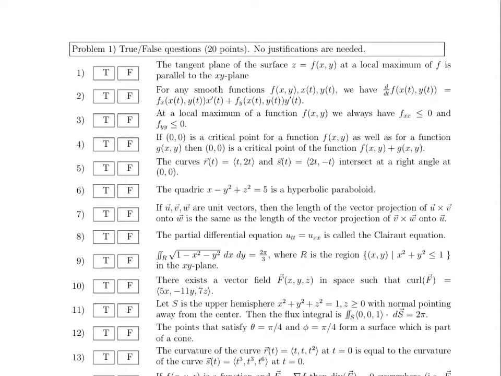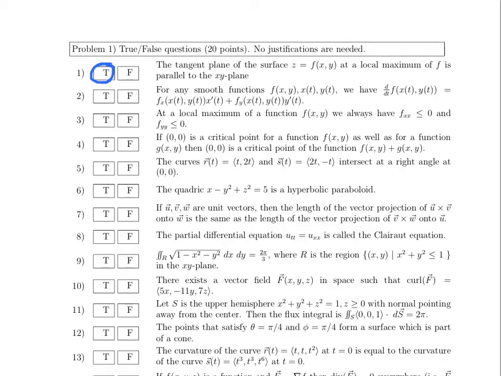Our first question states: the tangent plane of the surface z equals f at a local maximum of f is parallel to the xy plane. There are a couple ways to reason about this. One is to think, okay, if I'm looking at a surface z equals f of x, y at a local max, that means I'm at sort of a hill or a mountain in that function. And if I'm thinking of the tangent plane on the top of that hill, that is going to be a horizontal tangent plane. So this is true.